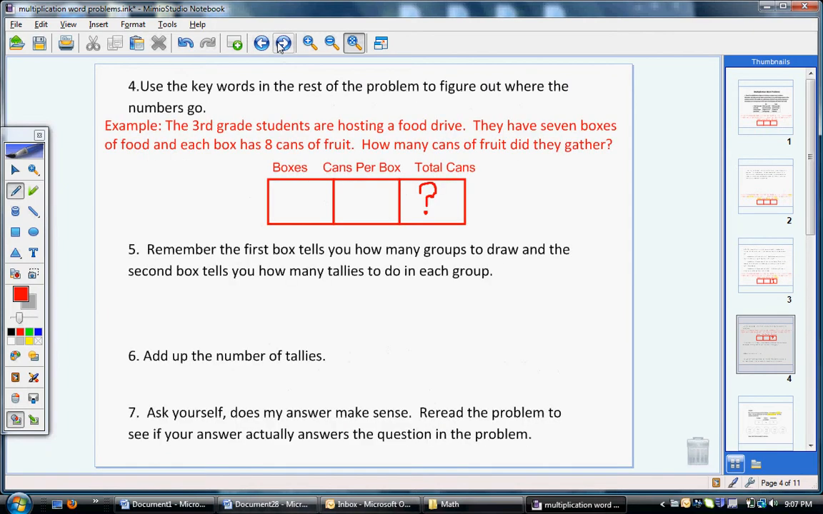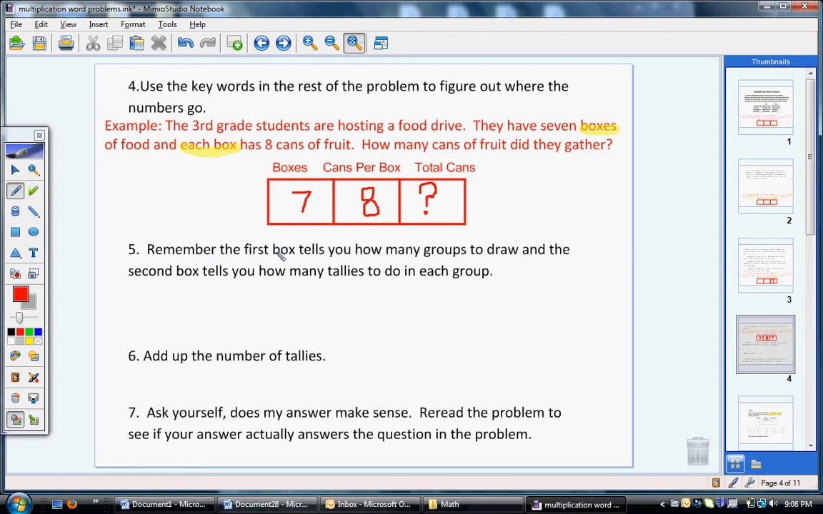It says use keywords in the rest of the problem to figure out where the numbers go. So again, our keywords were that there are 7 boxes and that each box has 8 cans of fruit. So if there are 7 boxes, it matches up right here. I put my 7 right here. If it says that each box has 8 cans of fruit, that means that there are 8 cans per box. My 8 would go right here. And I'm still trying to find the total number of cans.